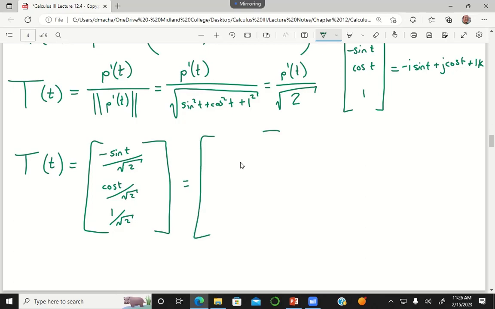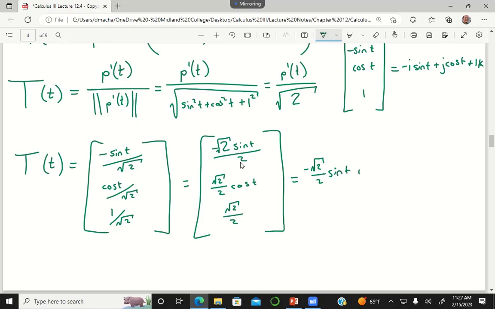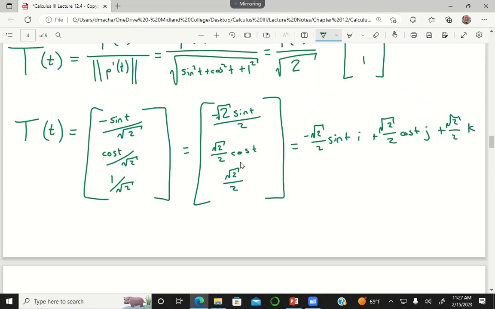Or if you wanted to rationalize the denominator and be proper, this is how you write it properly. Or if you wanted to use ijk notation, then you could write negative root 2 over 2 sine t i plus root 2 over 2 cosine t j plus root 2 over 2 k. And so that is my unit tangent vector.